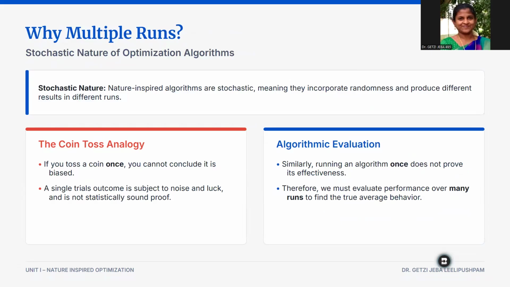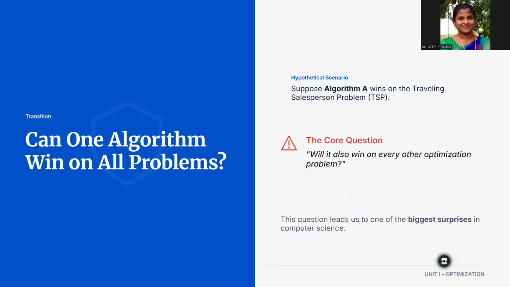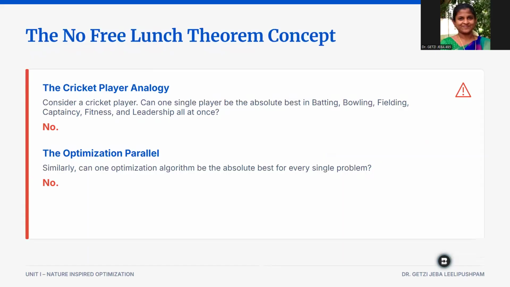Why obviously do we have to go for multiple runs? Because a single run will never give you an optimal solution every time. You cannot conclude from a single run that your experiment is good. Always do multiple runs, take an average of the performance, and then measure which is the best. So can one algorithm win on all problems? Suppose algorithm A wins the traveling salesman problem, will it win every time? That leads to the no free lunch theorem concept.